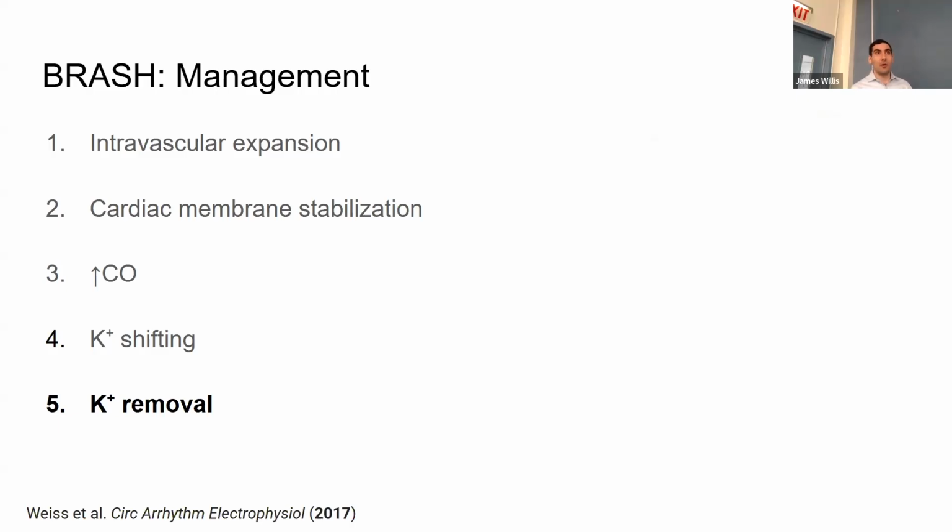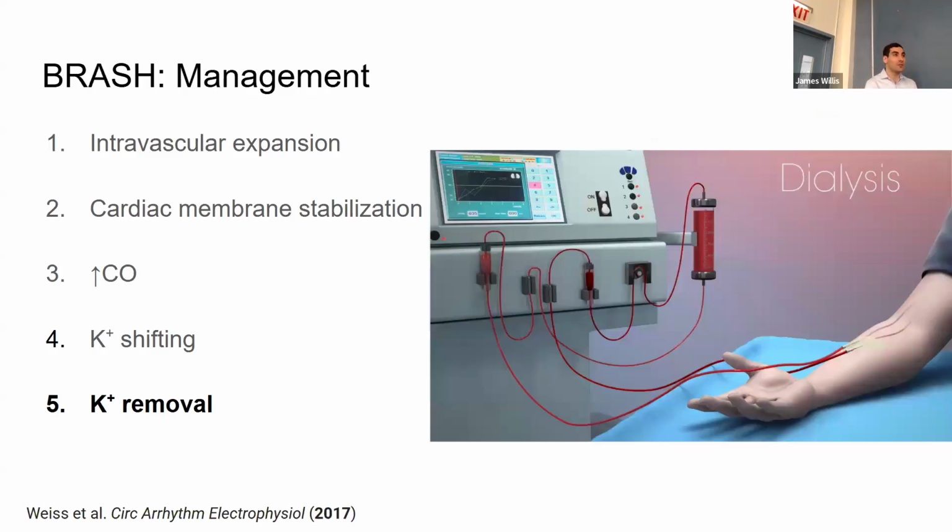Kaliuresis through monotherapy or combination therapy, including thiazide diuretics, acetazolamide, and loop diuretics, is good. But for patients who are anuric, it's an indication to get emergent hemodialysis.